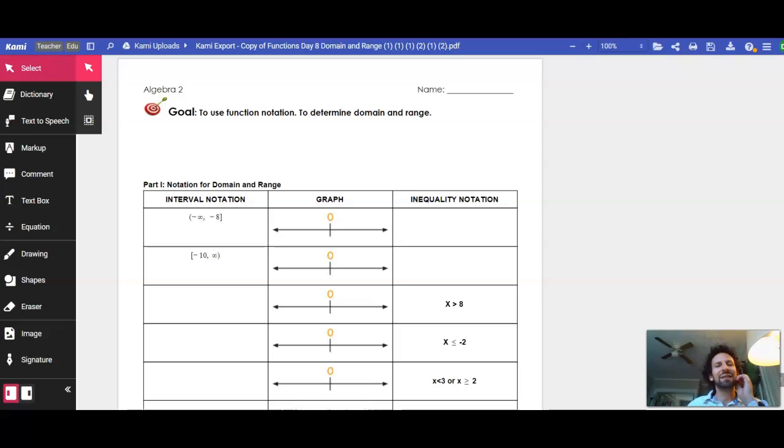Hi everyone. Today we're going to be talking about interval notation. This is a new topic, but it builds on stuff you've learned in Algebra 1.